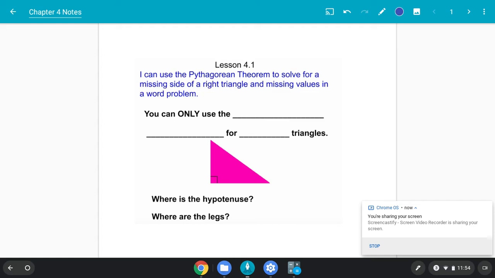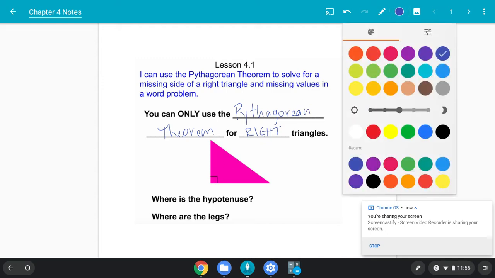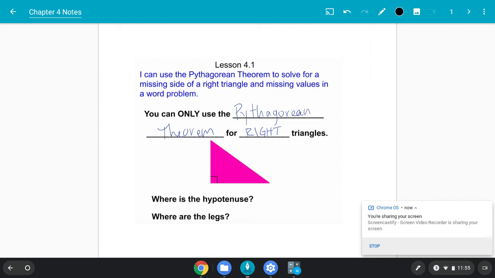You can only use the Pythagorean theorem for right triangles. It only works for right triangles. That's it. You can't do it otherwise. So on this picture, we're going to label a couple of things, the hypotenuse and the legs. Legs is plural, hypotenuse is singular. This is the hypotenuse, and these are legs.